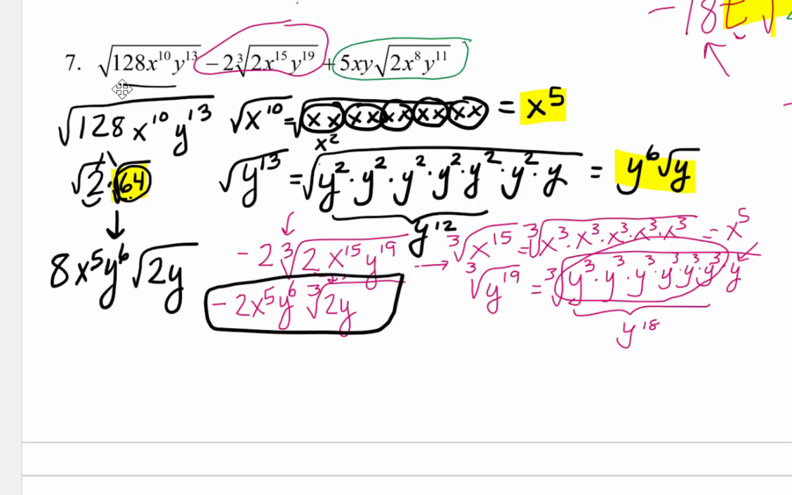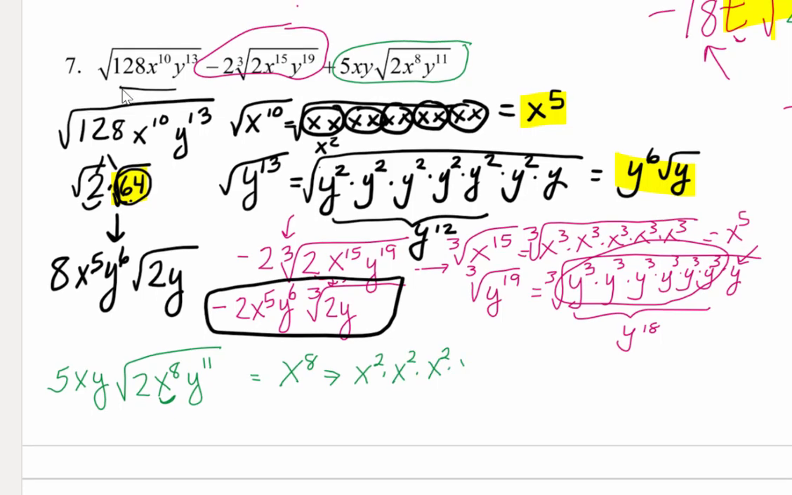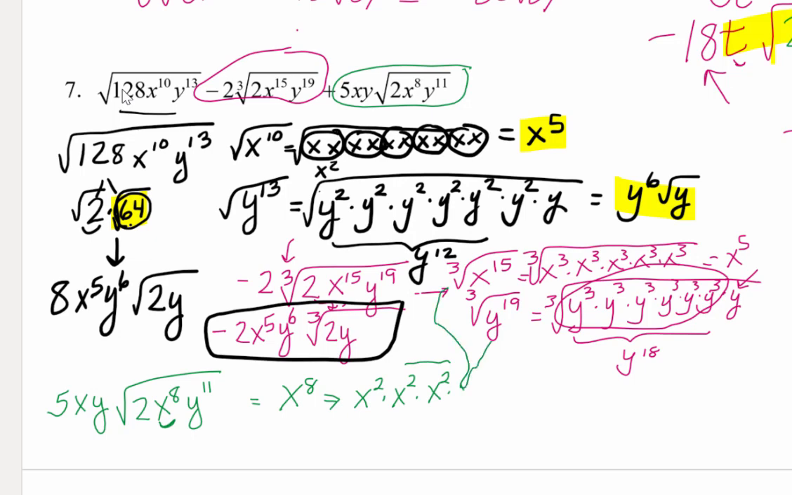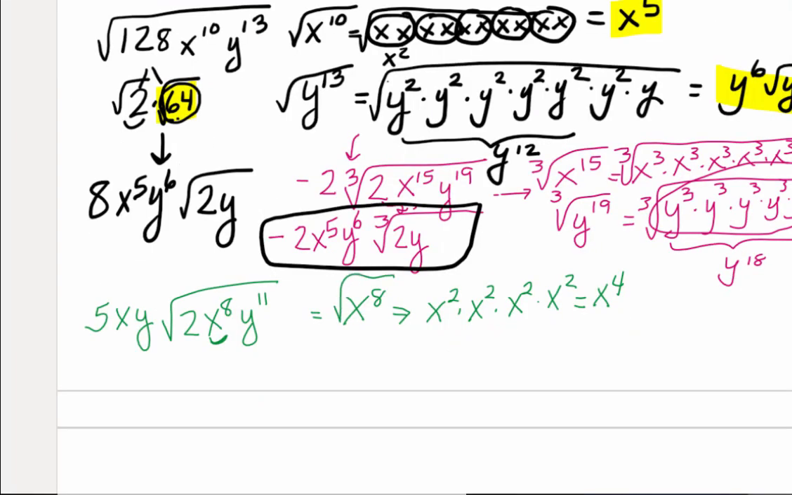5xy, and now we're back to square root. Did you see that? So 5xy, the square root of 2x to the 8th y to the 11th. The square root of x to the 8th. How many groups of 2 x's can we make if we have 8? How many of these x squares can we get out of x to the 8? If you said 4, you are right. The square root of x to the 8th is x to the 4th, because there are 4 x squares in x to the 8th.